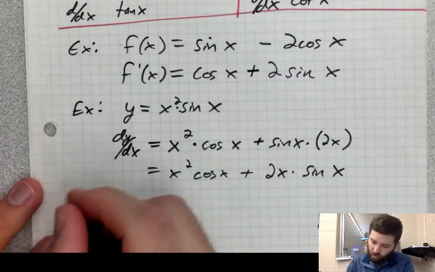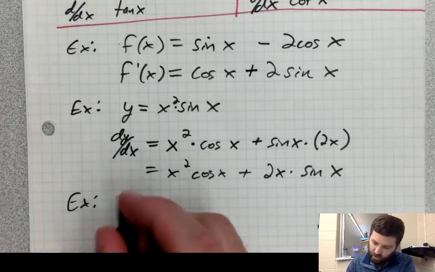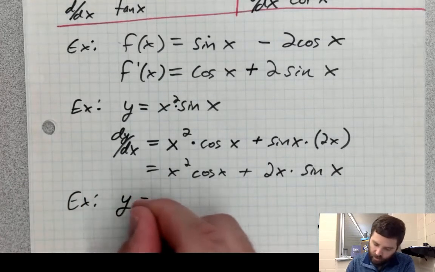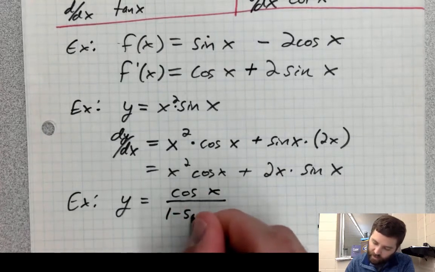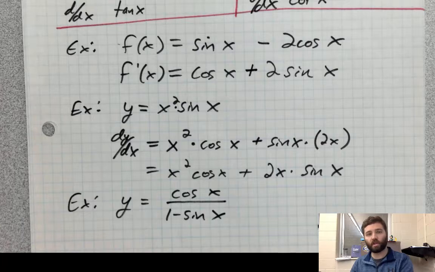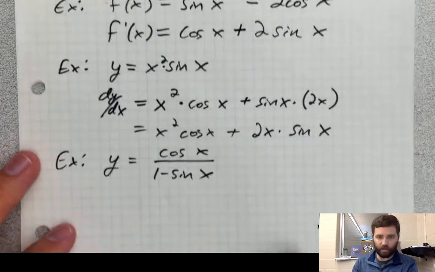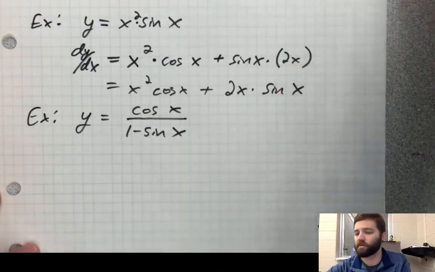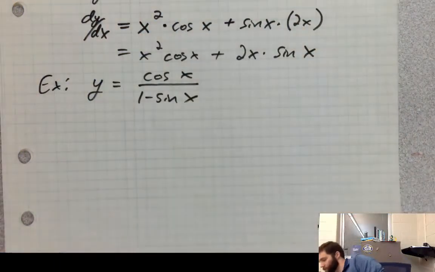We can also use a quotient rule. Might as well do one with the quotient rule here. So let's go y equals cosine of x divided by 1 minus sine of x. As I've said many times, you should give this one a try on your own. Pause the video and then play it through and see how you do. Let's give myself some more space here. Get rid of that.